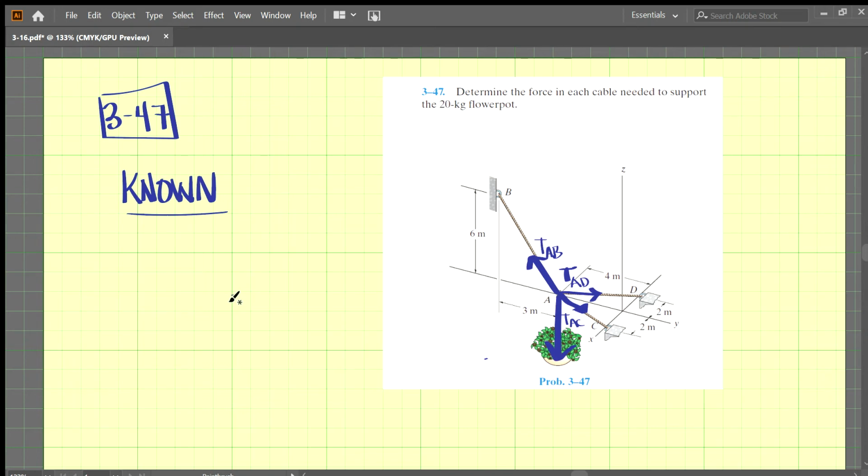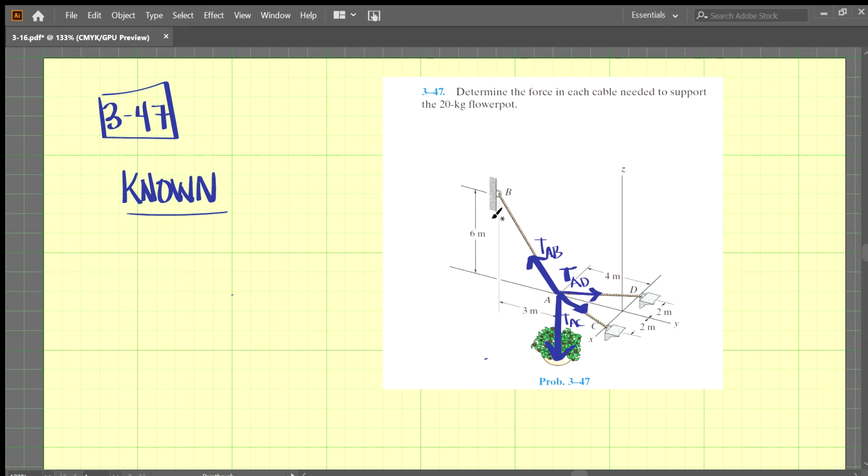Okay, so this is 347. We are actually working with hanging a flower pot here. I'm not sure why anybody would go through this type of work to calculate all the forces just for hanging a flower pot, but that's what the problem is.